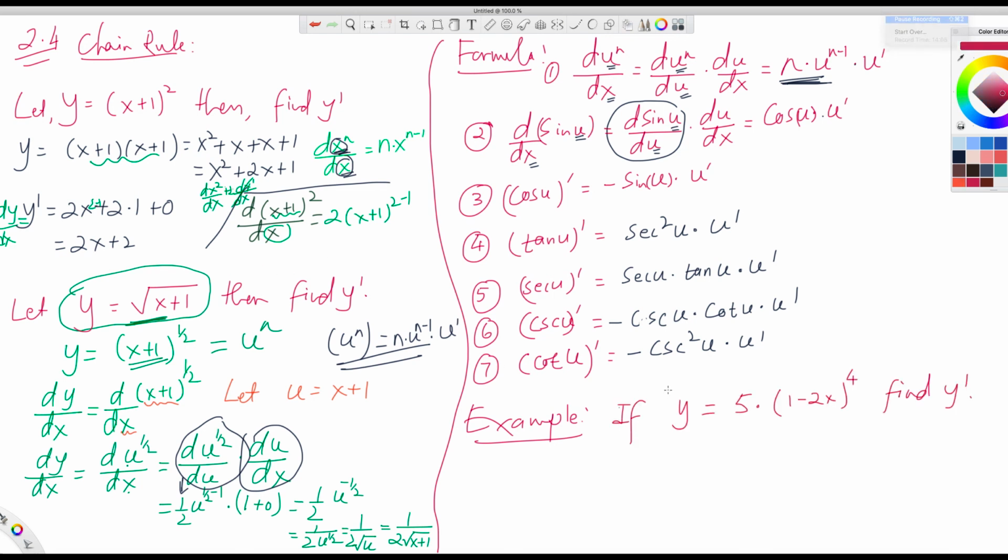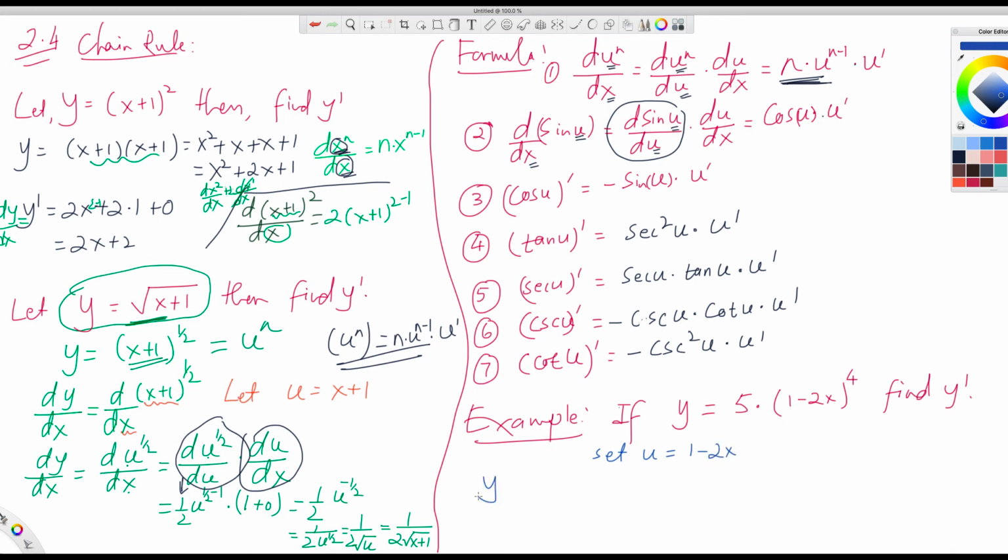We have y equals 5 times (1 minus 2x) to the 4th. I don't want to FOIL that (1 minus 2x) to the 4th. I want to use the chain rule, okay? So find y prime. How do I do this? What I want to do here is set u equal to 1 minus 2x, not with the exponent, just the base. Set u equal to just 1 minus 2x.